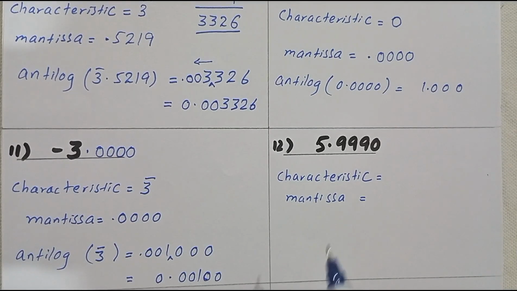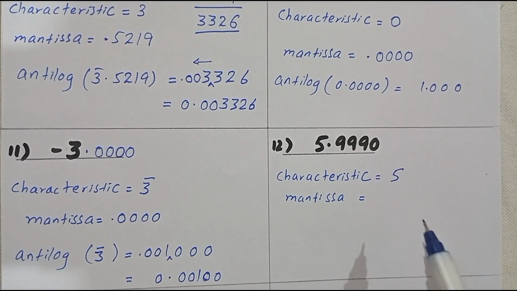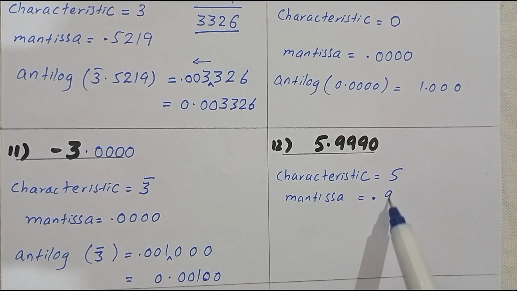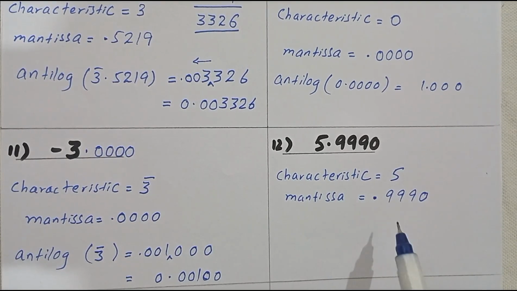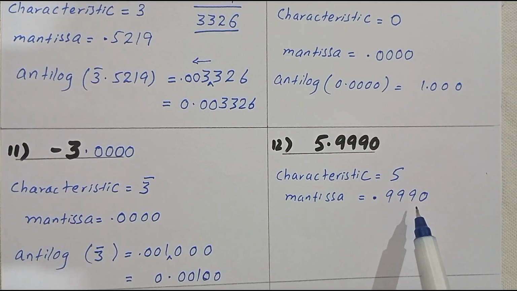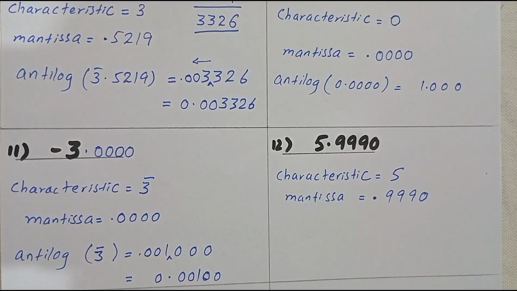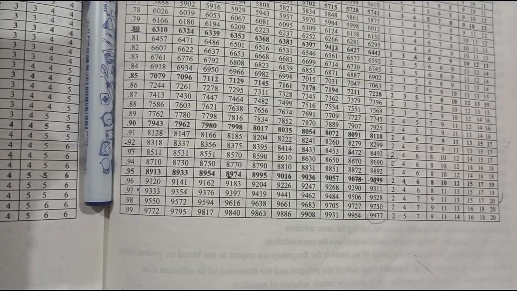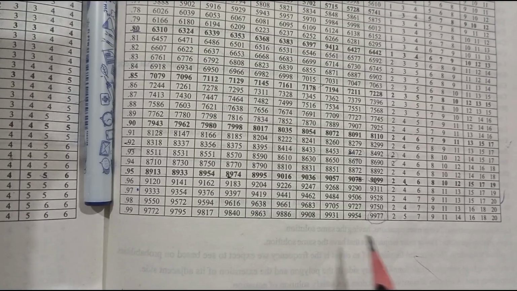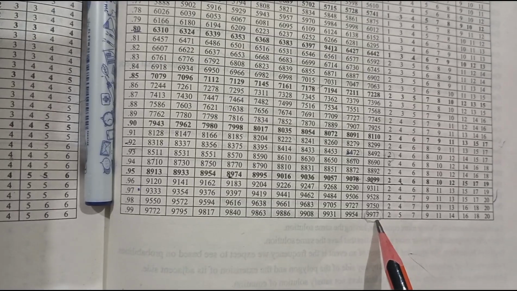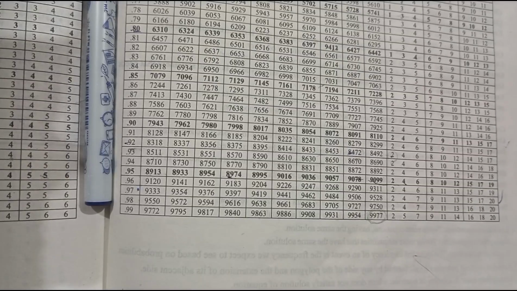In 12 part we have to find antilog of 5.990. Here characteristic is 5 and mantissa is 0.990. So we have to look in antilog table value of 0.99 in left 9 column and at the value of right column, which is 0. So the value of 0.99 in antilog table, in left 9 column, is 9977, and there is no right column value, so the answer is 9977.